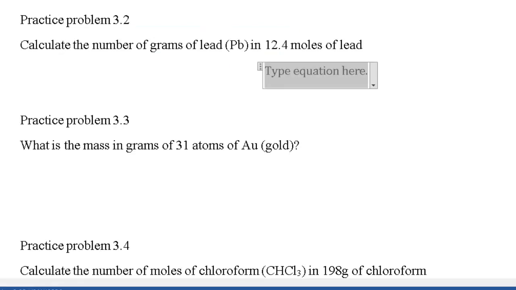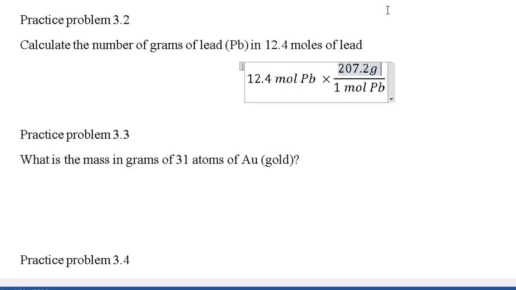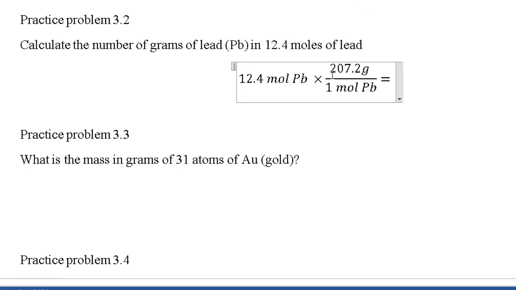Calculate the number of grams of lead in 12.4 moles of lead. So what are we being given here? We're given 12.4 moles of lead. For every 1 mole of lead, there is how many grams of lead? So let's go to our periodic table and figure out the weight of lead. 207.2 grams of lead are in 1 mole. I got that from the periodic table.